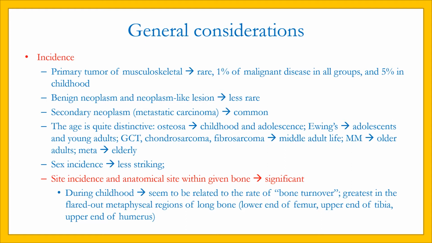Sex incidence is less striking. Site incidence and anatomical site within a given bone are significant. During childhood, they seem to be related to the rate of bone turnover, greatest in the flared metaphyseal regions of long bones: the lower end of the femur, upper end of the tibia, and upper end of the humerus.